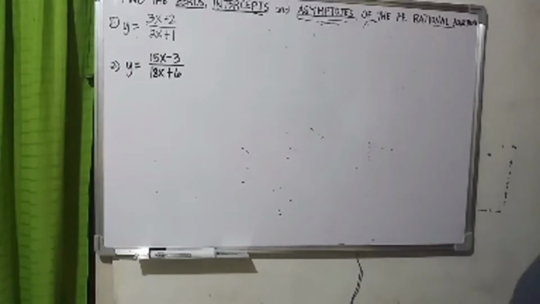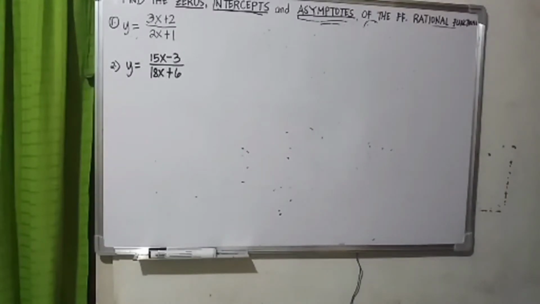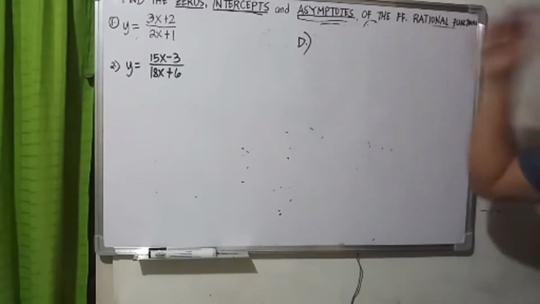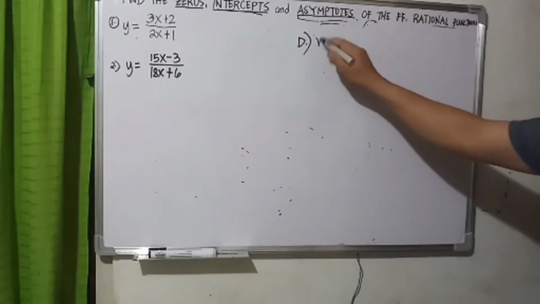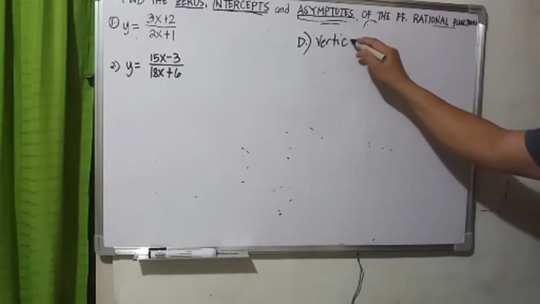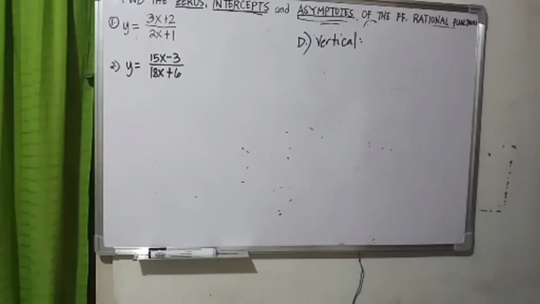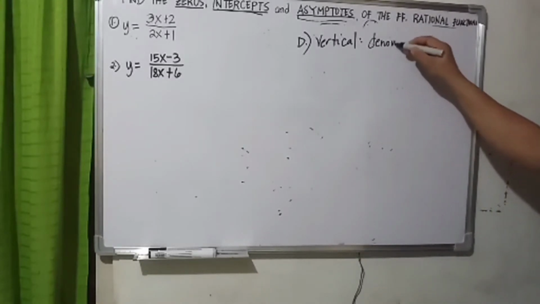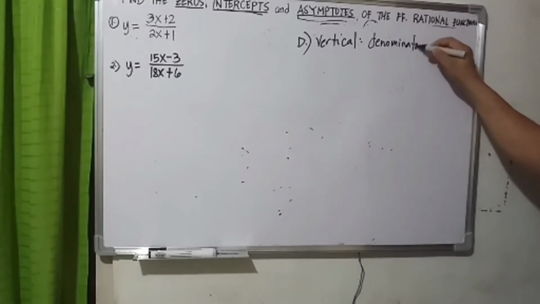Okay, for letter C or letter D, asymptote. For letter D, asymptote, unahin natin yung vertical asymptote. Okay, pag vertical asymptote naman ang hinahanap natin, naka-base tayo sa denominator. Tandaan ito, denominator.